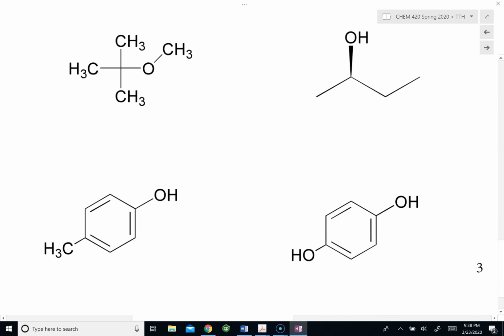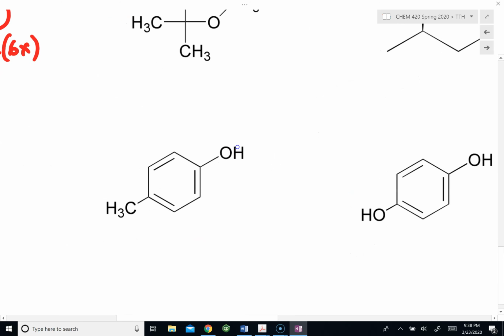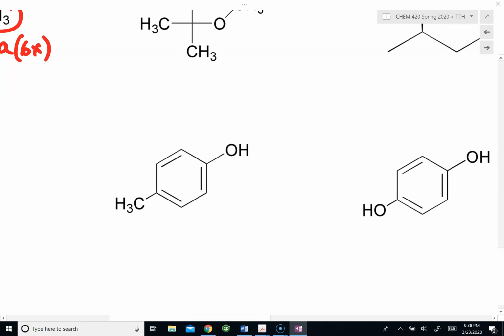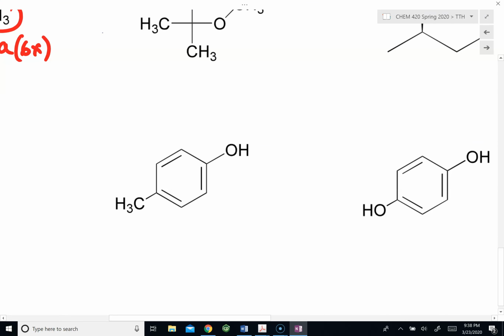And let's now try a few more examples. How many distinct signals would we expect to see for this molecule? So here in this case, we would expect to see 1 signal for this hydrogen. So let's call this signal A with 1 time the intensity. Another signal from this methyl group. So let's call this signal B, and signal B will be 3 times the intensity.